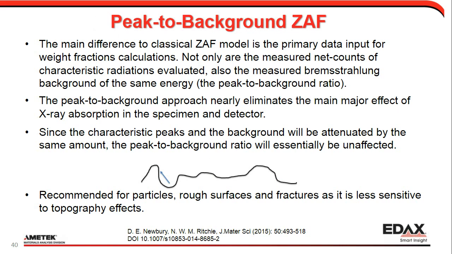In addition to the traditional ZAF quant model, we have a peak-to-background ZAF quant model to choose from. The main difference to the classical ZAF model is the primary data input for weight fraction calculations. For the peak-to-background model, not only the measured net counts of characteristic radiations are evaluated, but also the measured Brimstone background of the same energy. So that means we calculate the peak-to-background ratio.